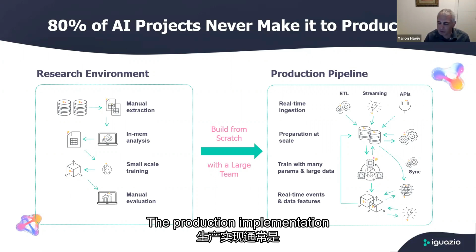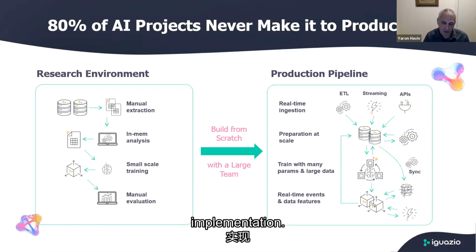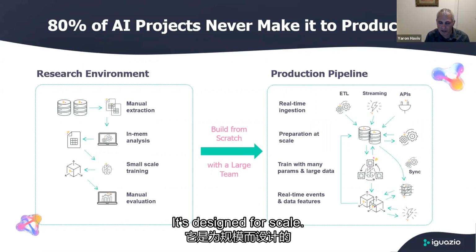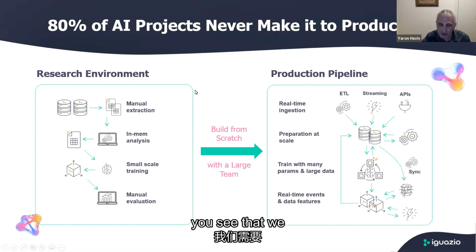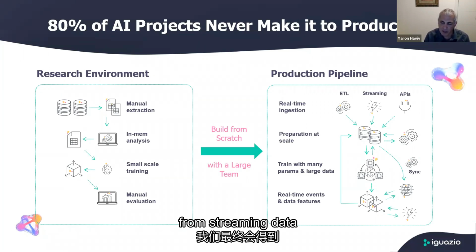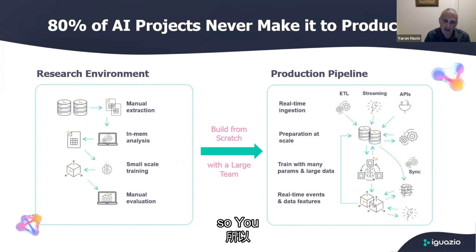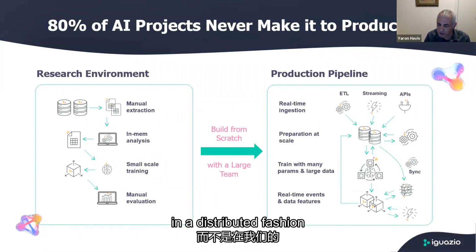The production implementation usually is a re-implementation. It uses different frameworks. It's designed for scale. It's designed to be always on. It needs to be observed, and all those things that signify a production environment. If you look at the diagram on the right, you see that we need to feed data from real data sources, from production data sources, from streaming data. We end up with very large scale data, so you have to analyze it in a distributed fashion, not within your notebook.